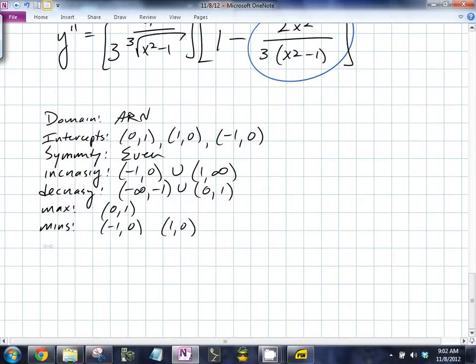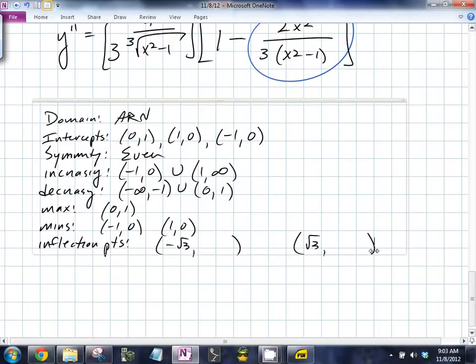And we have inflection points, right? What are our inflection points? We know one of them happens at negative root 3, and the other one happens at positive root 3. That's what I was getting at. We need to know the y values, right? How do we find the y values? Don't use the calculator. Original equation. That's a really common mistake.